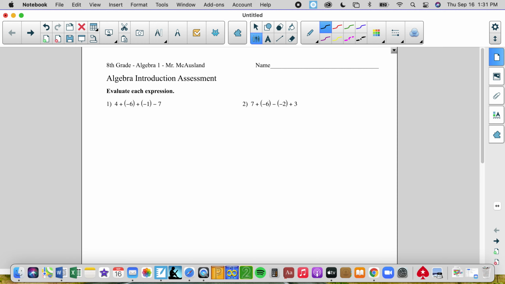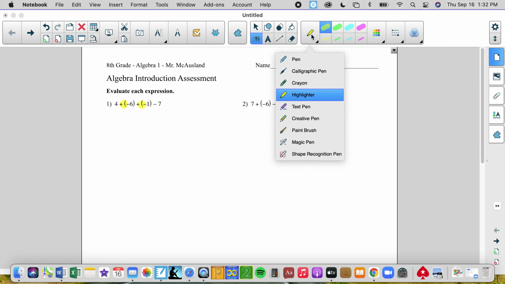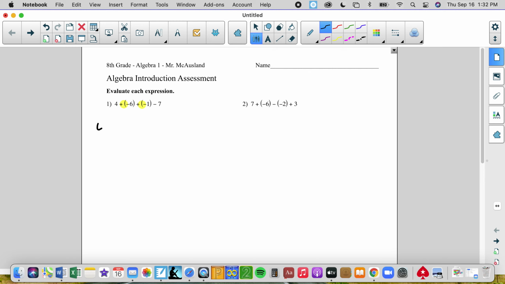Our first step is always to get rid of these double signs. Because there is nothing that needs to be simplified inside of these parentheses, we are able to combine those double signs. So we're going to rewrite it straight out, because a positive and a negative make a negative, and a positive and a negative make a negative. So now we're going to just do this left to right. 4 minus 6 is negative 2. We'll rewrite the problem. Negative 2 minus 1 is negative 3. Negative 3 minus 7 is negative 10.